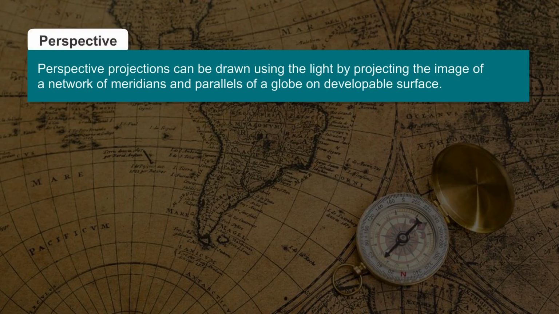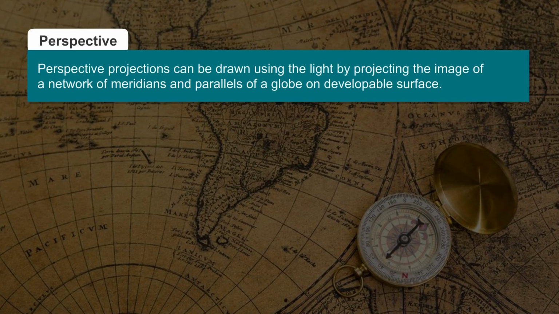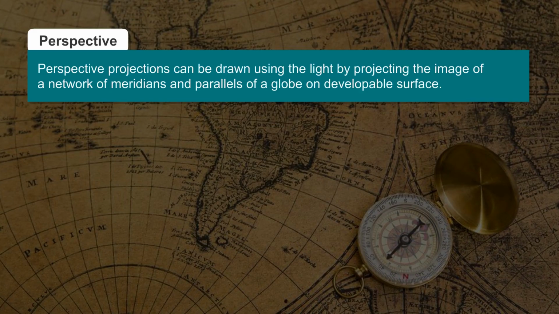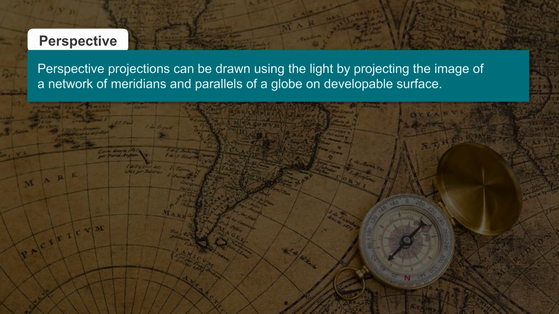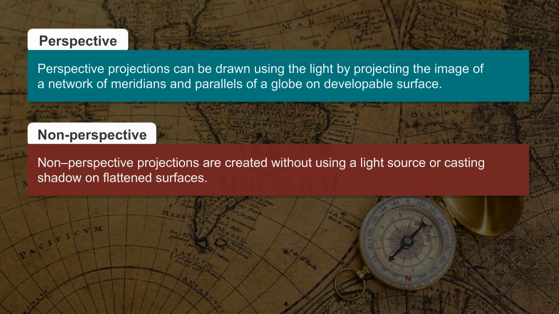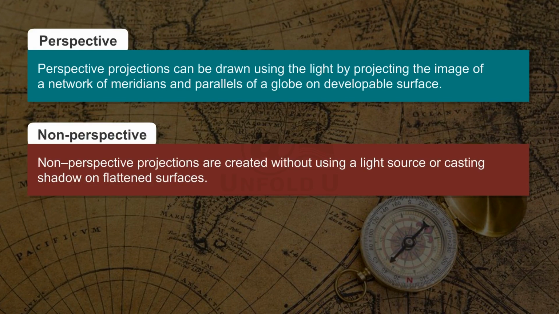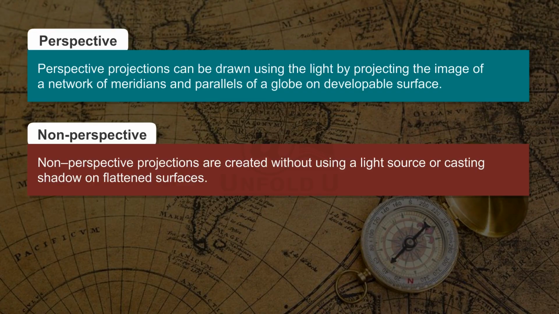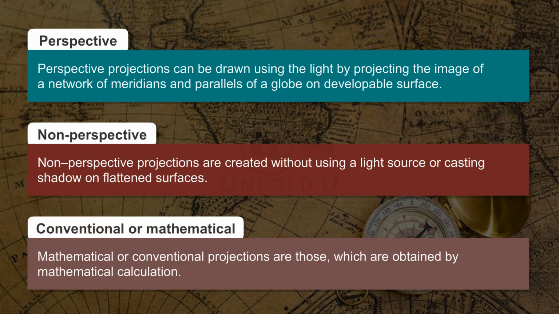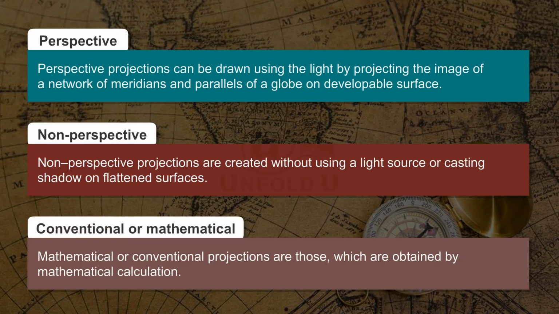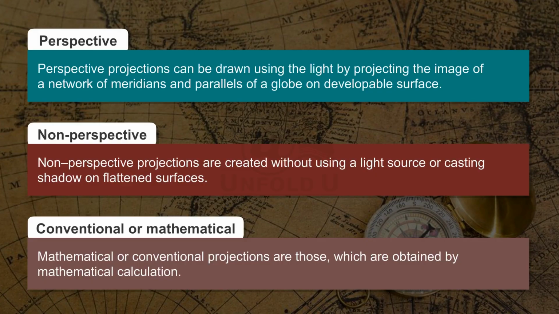Perspective. Perspective projections can be drawn using light by projecting the image of a network of meridians and parallels of a globe on a developable surface. Non-perspective. Non-perspective projections are created without using a light source or casting shadow on flattened surfaces. Conventional or mathematical. Mathematical or conventional projections are those which are obtained by mathematical calculation.